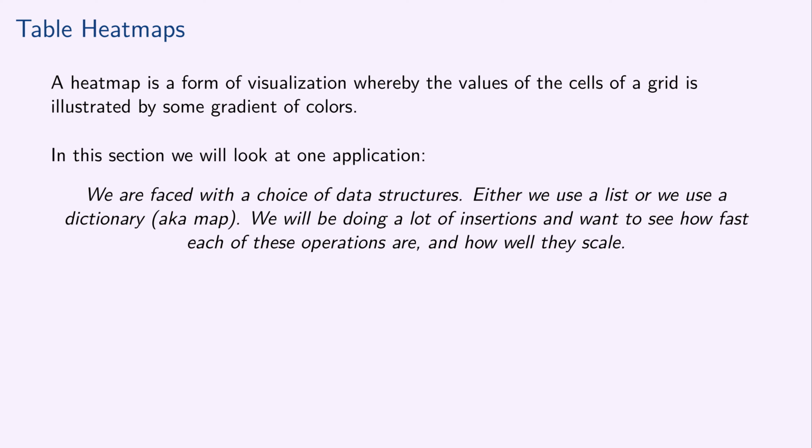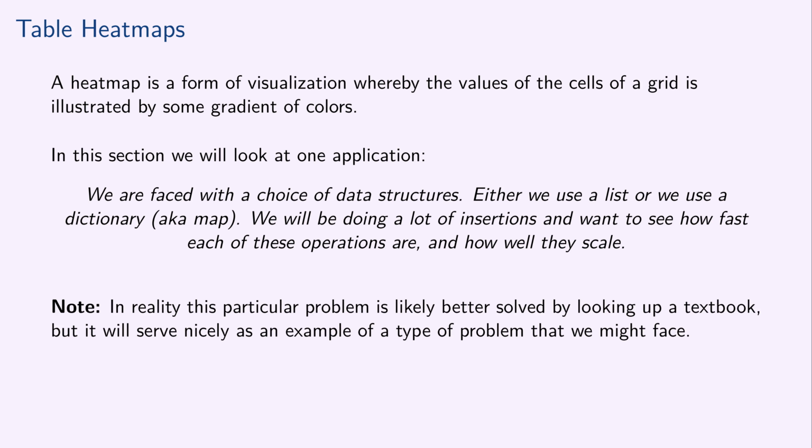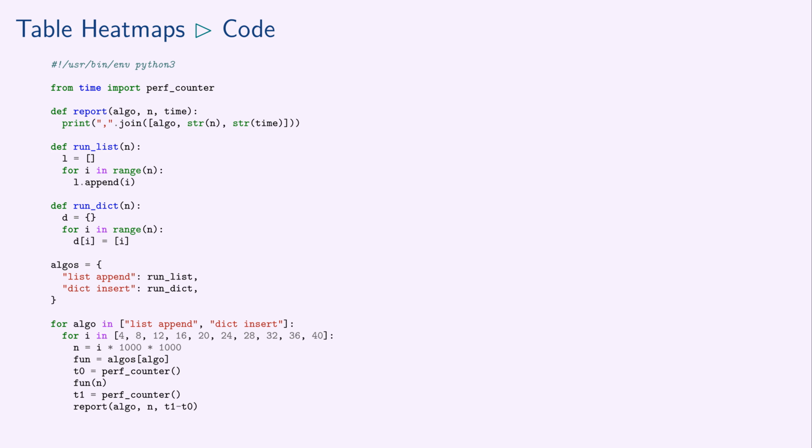But let's say that we are faced with a choice of data structure, and we can either use a list or we can use a dictionary. We'll be doing a lot of insertions and want to know how fast these operations are so that we can figure out which one of these data structures we should use. And let's be clear that this is probably not the way to go about that. A lot of this we can figure out by looking it up in the textbook, but we could have similar situations where it makes a lot more sense. So let's take a look at some Python code.